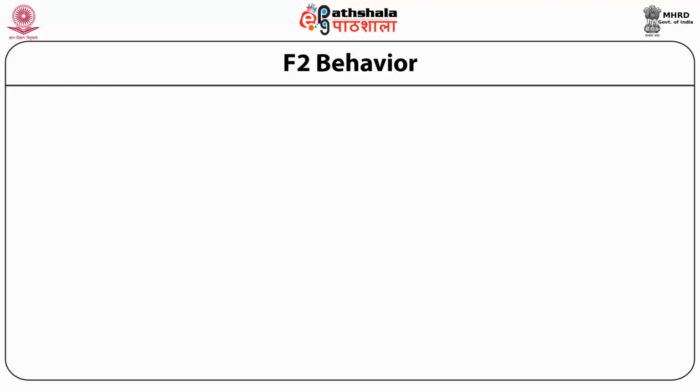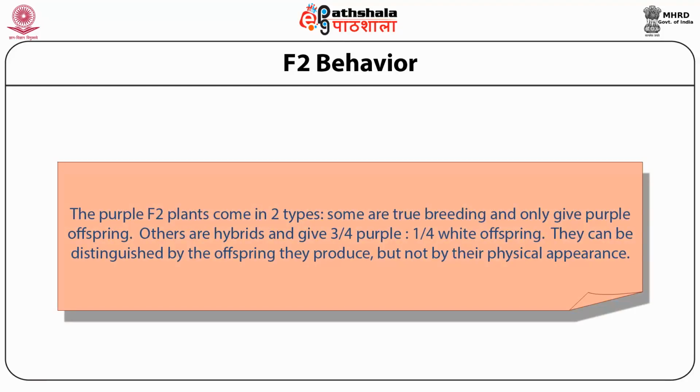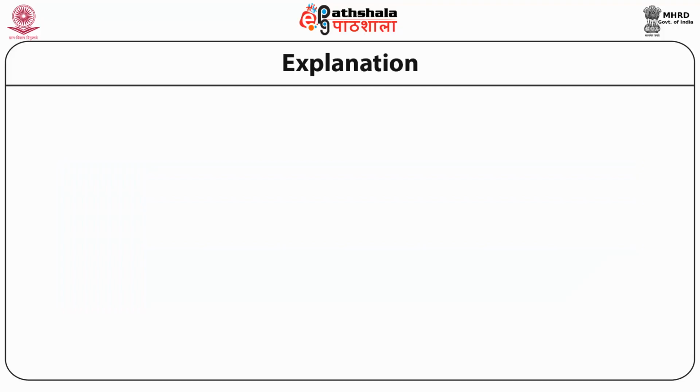F2 behavior: the purple F2 plants come in two types. Some are true breeding and only give purple offspring. Others are hybrids and give 3/4 purple and 1/4 white offspring. They can be distinguished by the offspring they produce, but not by their physical appearance. Let's understand what the explanation is.